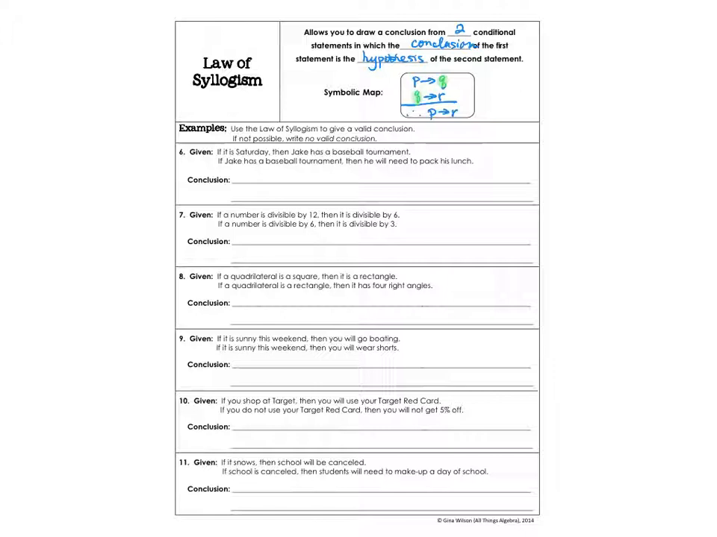Very often, I also think that in the algebra world, this is very much like the transitive property, right? If A plus B equals C, and then say D plus B also equals C, therefore my A and D are exactly the same. So it's all connected. So here's an example. If it is Saturday, then Jake has a baseball tournament.